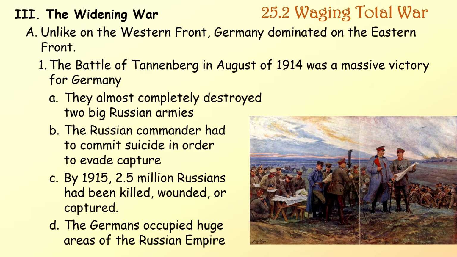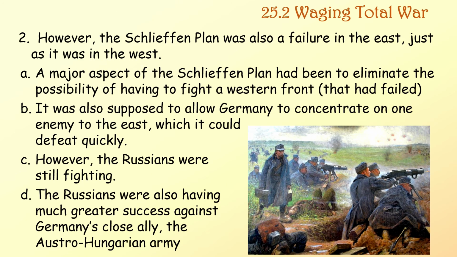The Germans occupied huge areas of the Russian Empire. However, the Schlieffen Plan was also a failure in the East, just as it was in the West. A major aspect of the Schlieffen Plan had been to eliminate the possibility of having to fight a Western front. That part had failed. But it was also supposed to allow Germany to concentrate on one enemy to the east, which it could defeat quickly. However, the Russians were still fighting. The Russians were also having much greater success against Germany's close ally, the Austro-Hungarian army.